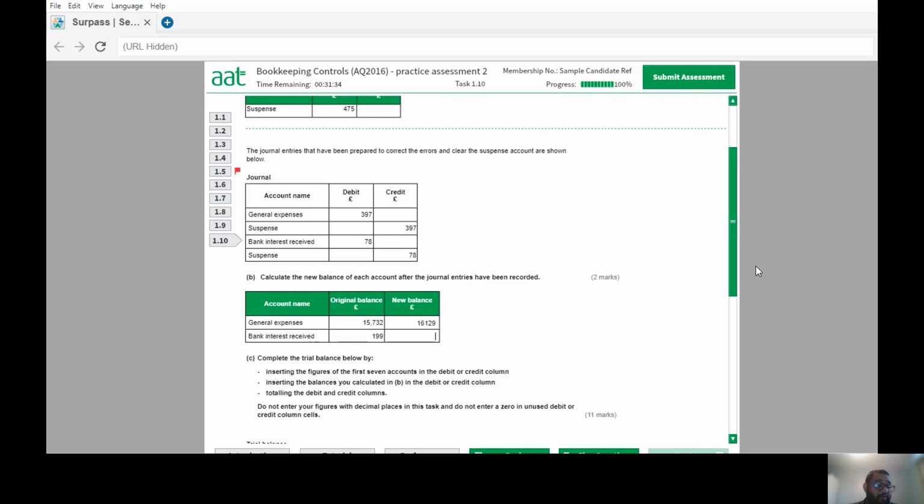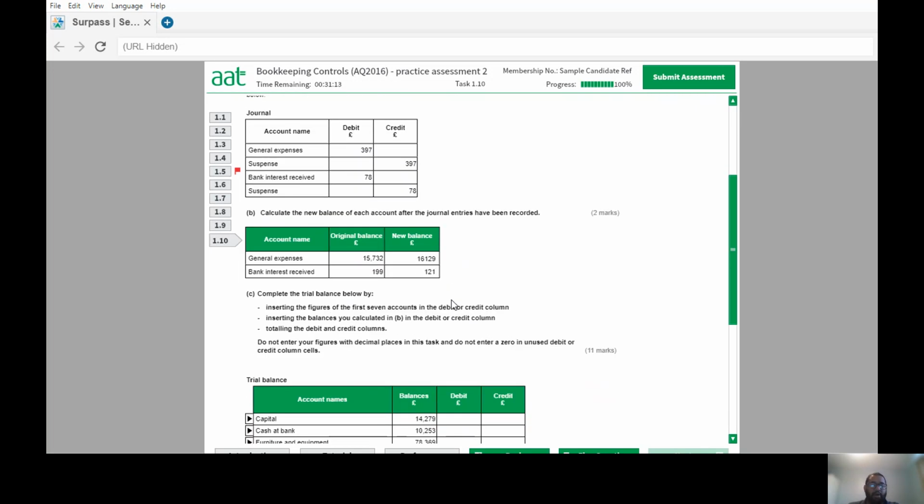Because it's an income for you. So 199 pounds income on the credit side, but we have a new entry on the debit side of it. So therefore we have to take that away from your 199 pounds. So we'll have a value of 121 pounds in my bank interest received account. So that is also now complete.